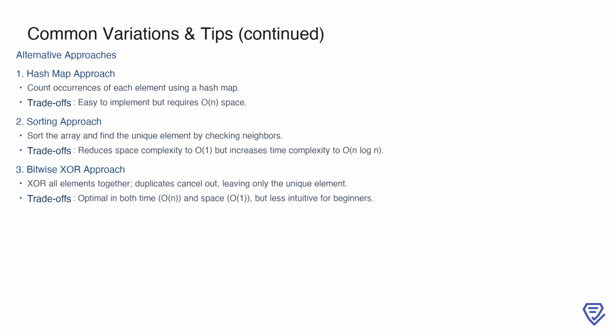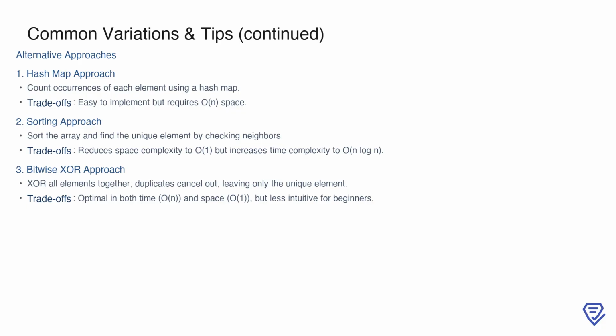There are also several alternative approaches to solving this problem, each with its own trade-offs. The hash map approach is a straightforward method where you count the occurrences of each element using a hash map. While this is easy to implement, it requires O(n) space, which might not be ideal if space constraints are tight. Another option is the sorting approach. By sorting the array, you can identify the unique element by comparing neighbors. This reduces space complexity to O(1), but it increases time complexity to O(n log n) due to the sorting step.